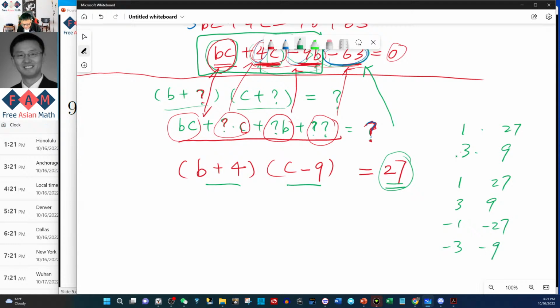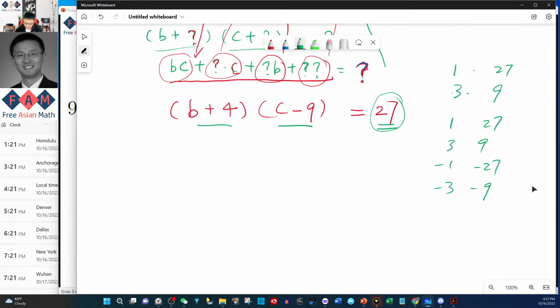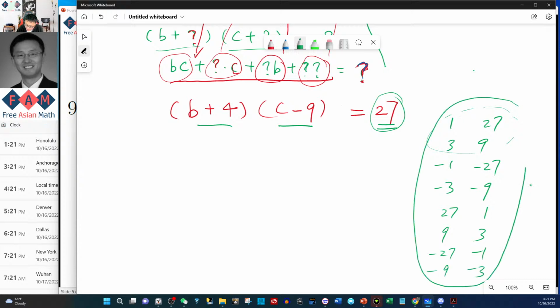If that's the case, you see that there are essentially 8 ways. Why 8 ways? We originally started with 2, but remember the factorization didn't say b or c corresponds to this. So you can swap those 4 pairs to get another set of 4 pairs. So 1 times 27, that's 27 times 1, right? And 3 times 9 is 9 times 3. And similarly, you will in total have 8 pairs.